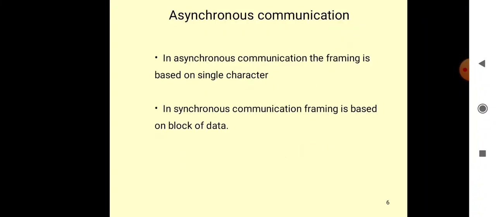In asynchronous communication, framing is based on a single character. In synchronous communication, framing is based on a block of data. So in asynchronous communication, the framing is based on a single character, whereas in synchronous communication, framing is based on blocks of data.